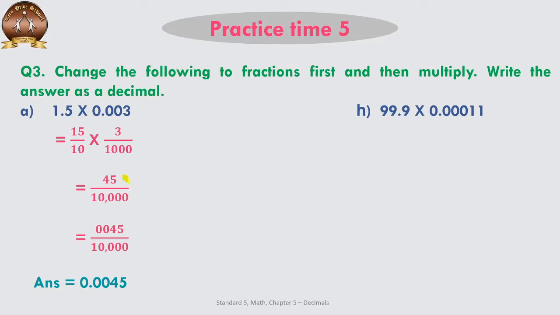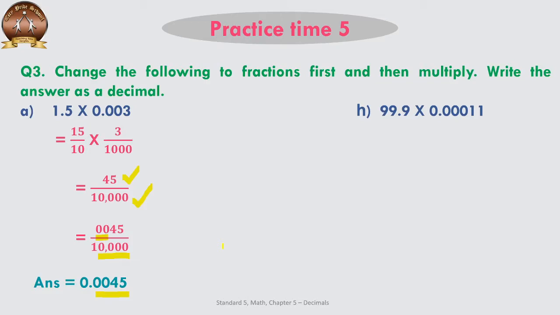15 into 3 is 45. 10 into 1000 is 10,000. So 10,000 has 4 zeros, but in the numerator we had only two numbers. So we add two zeros before the whole number because it makes no difference. So we put a point before four digits and we get 0.0045 as the answer.